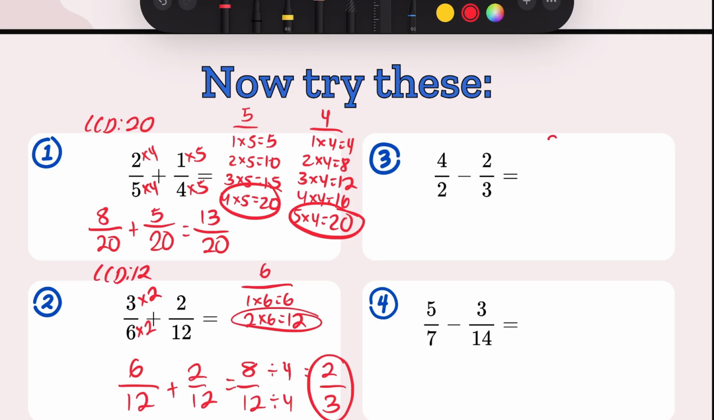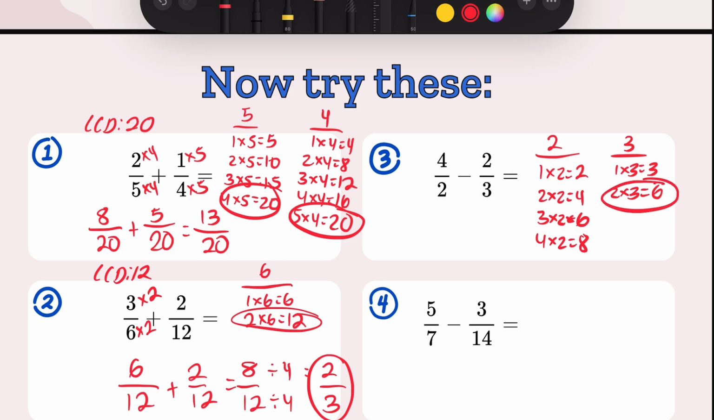Here, my multiples of 2: 1 times 2 equals 2, 2 times 2 equals 4, 3 times 2 equals 6, and 4 times 2 equals 8. For 3, 1 times 3 equals 3, 2 times 3 equals 6, and already I could see that my least common multiple is going to be 6. So I'm going to now multiply each number by what's going to give me that 6. 2 times 3, and then 4 times 3. Whatever I do on the bottom, I do on the top. 4 times 3 is 12.